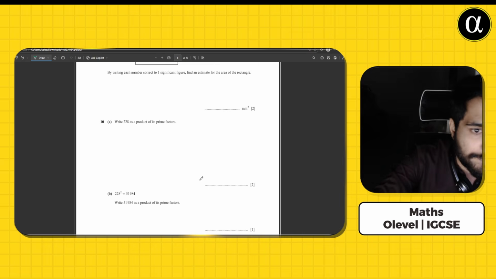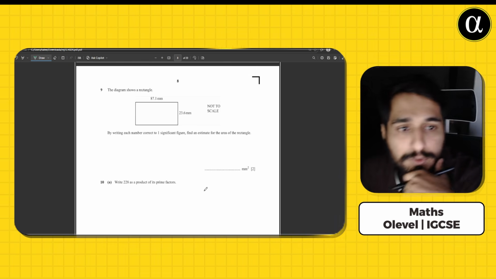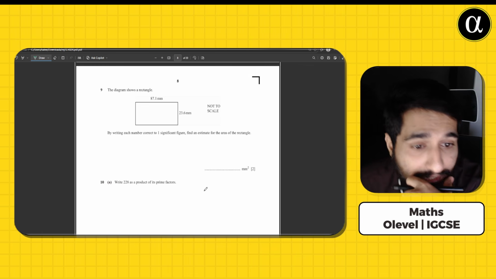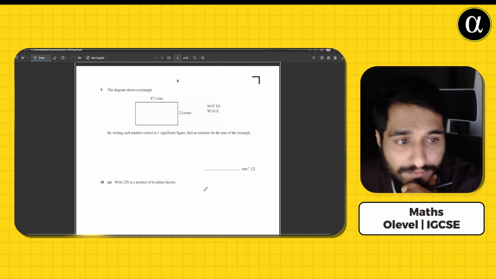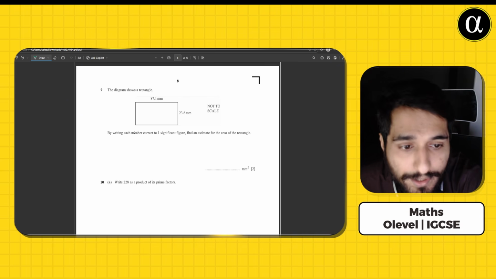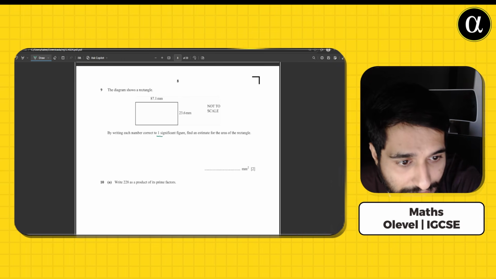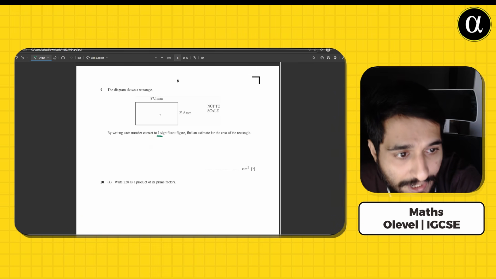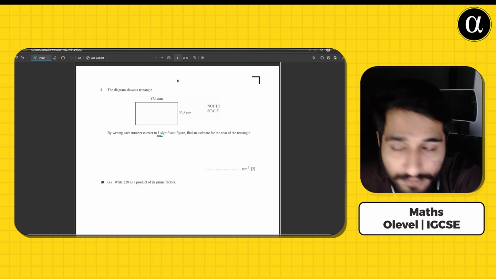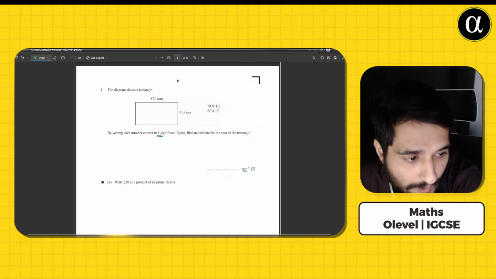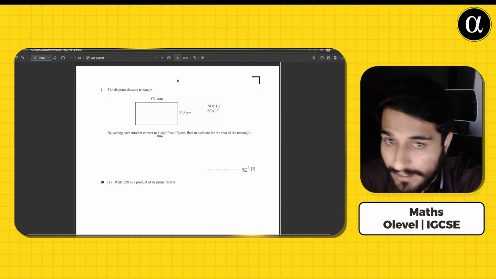Question number 9 says the diagram shows a rectangle. By writing each number correct to one significant figure, find an estimate for the area of the rectangle. Now we need to solve this by considering each value correct to one significant figure. Now we want to find the area in millimeters squared. That means both the dimensions should be in millimeters as well.